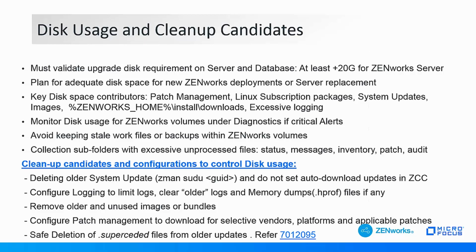Sometimes we have seen that we have to validate the upgrade system requirements for disk availability on the primary server and database server. In doing so, plan for adequate growth and scaling over time, because we have often seen that when people deploy an appliance and the VM storage is restricted to 60 gig, sometimes they run out of disk because over time the system grows. So always plan to have adequate disk space.